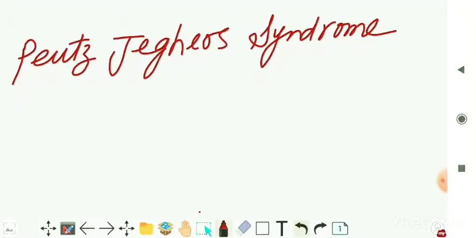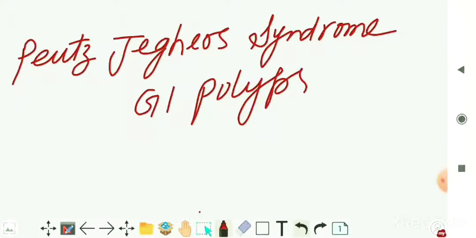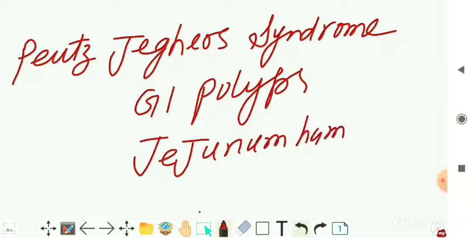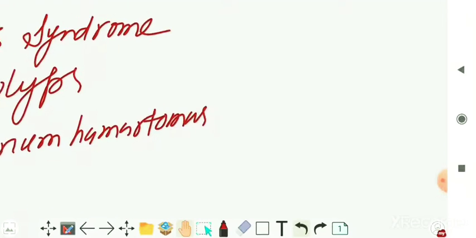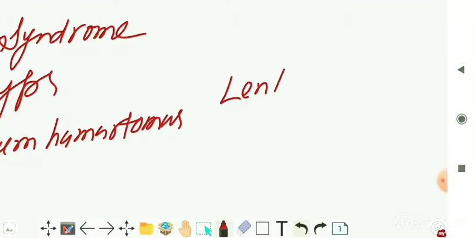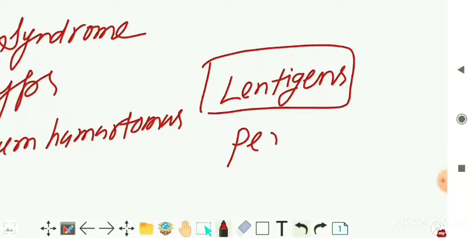This Peutz-Jeghers syndrome is associated with GI polyps. The most common site of GI polyps is the jejunum, and they are hamartomas. This Peutz-Jeghers syndrome is an autosomal dominant condition and it is also associated with lentigines. The lentigines are seen perioral and over the buccal mucosa.